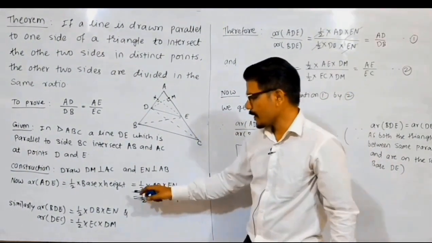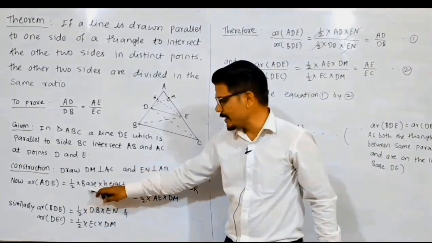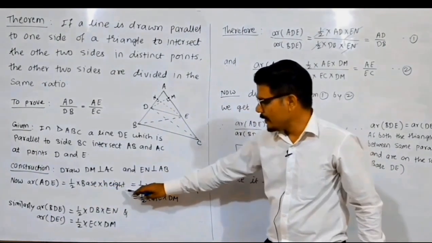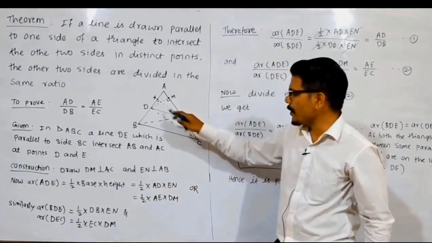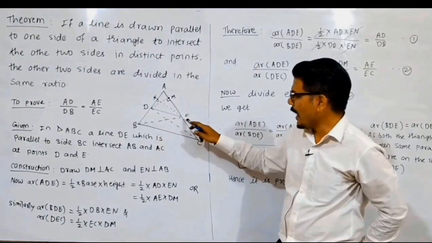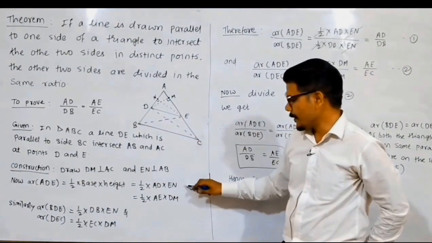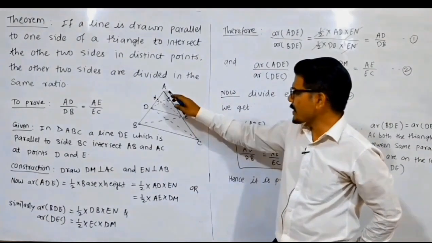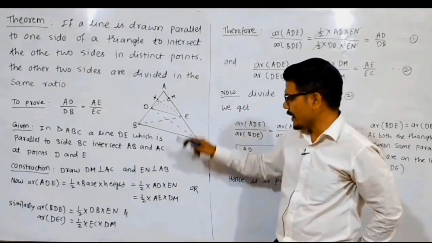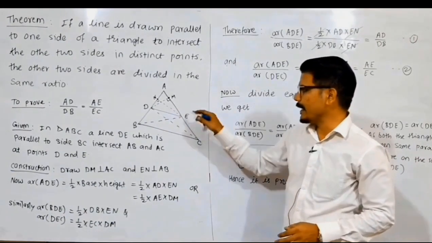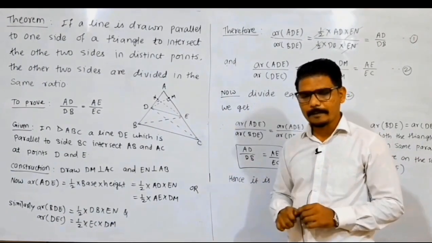The first way: area of triangle ADE is equal to half into base into height. It is a fundamental formula. The first way of finding the area of triangle ADE is half AD into EN, where AD is base and height is EN. And another way, again half into base: AE is base and DM is height. These are the two ways to find the area of the triangle ADE, and we have found that.